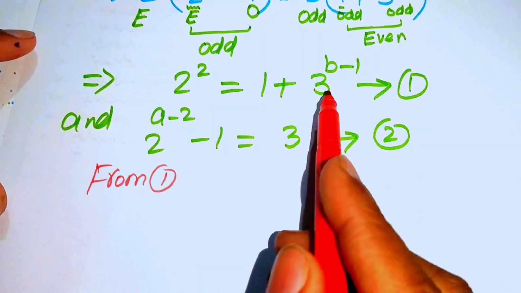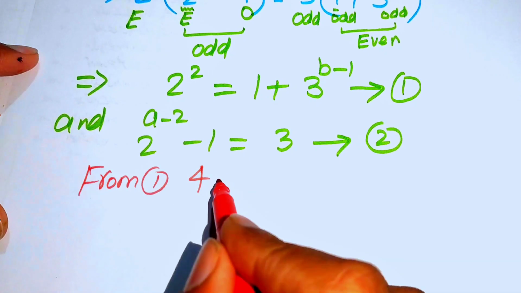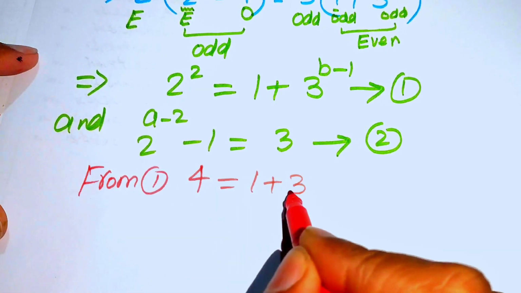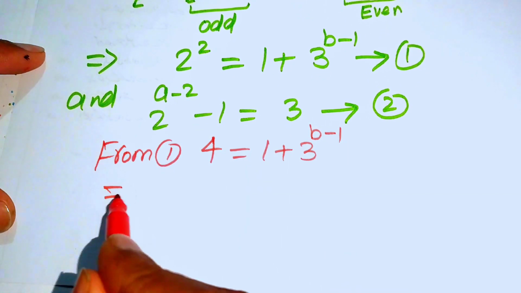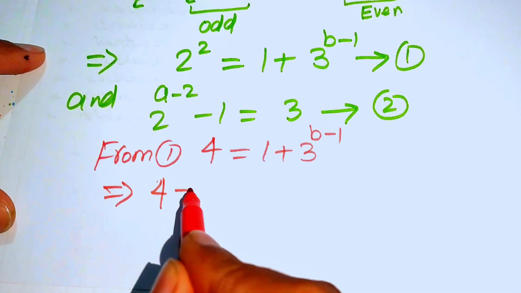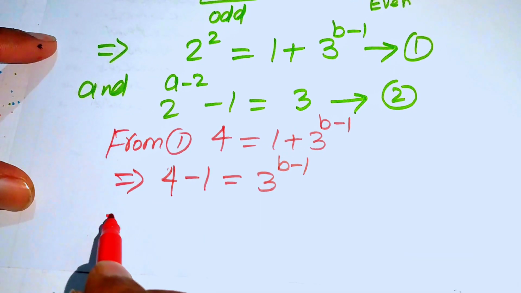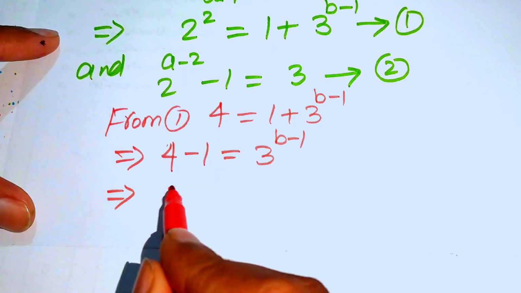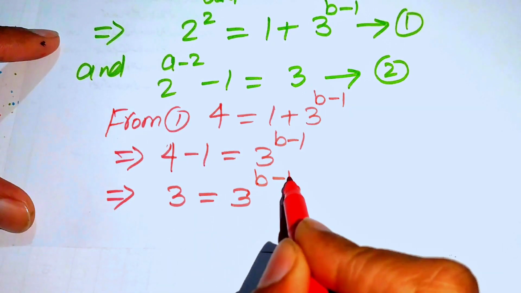this is our equation number 1, and we know that 2 squared becomes 4, equals 1 plus 3 to the power of b minus 1. Here we move this 1 to the left hand side, and it becomes 4 minus 1 equals 3 to the power of b minus 1. And we know that 4 minus 1 becomes 3, equals 3 to the power of b minus 1.